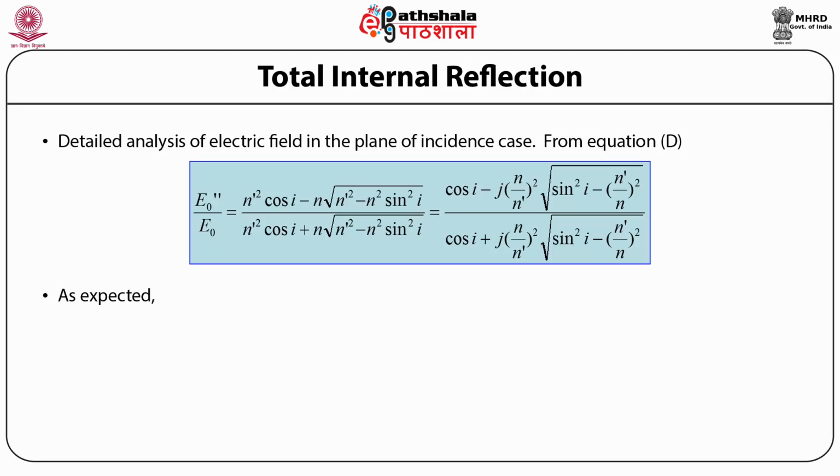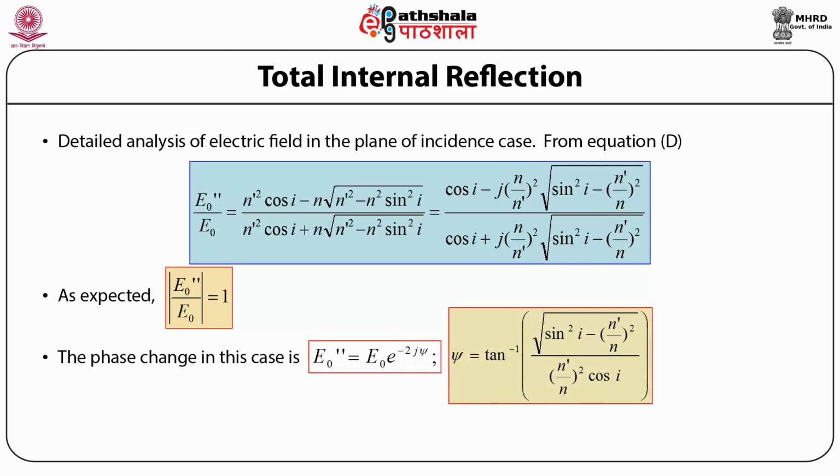Here again, if we take the modulus of the ratio of the amplitude of the electric field of the reflected wave to that of the incident wave, then we see that the imaginary term occurring in both the numerator and the denominator cancel out, and what is left is only cos I by cos I, which is equal to 1, which is again as expected.